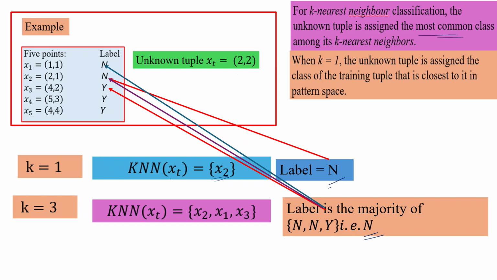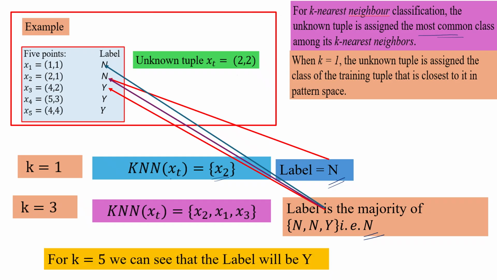So for k equals 1, the label is n, and for k equals 3 also, the label is n. We can see that if we had taken k equals 5, because we had only 5 data points, all 5 would go into the closest neighbor set. And here we have 3 y's and 2 n's, so the label would be y. So for the same tuple, as k changes, the label may change. For k equals 1 and 3, it was the same, but for 5, we got y.